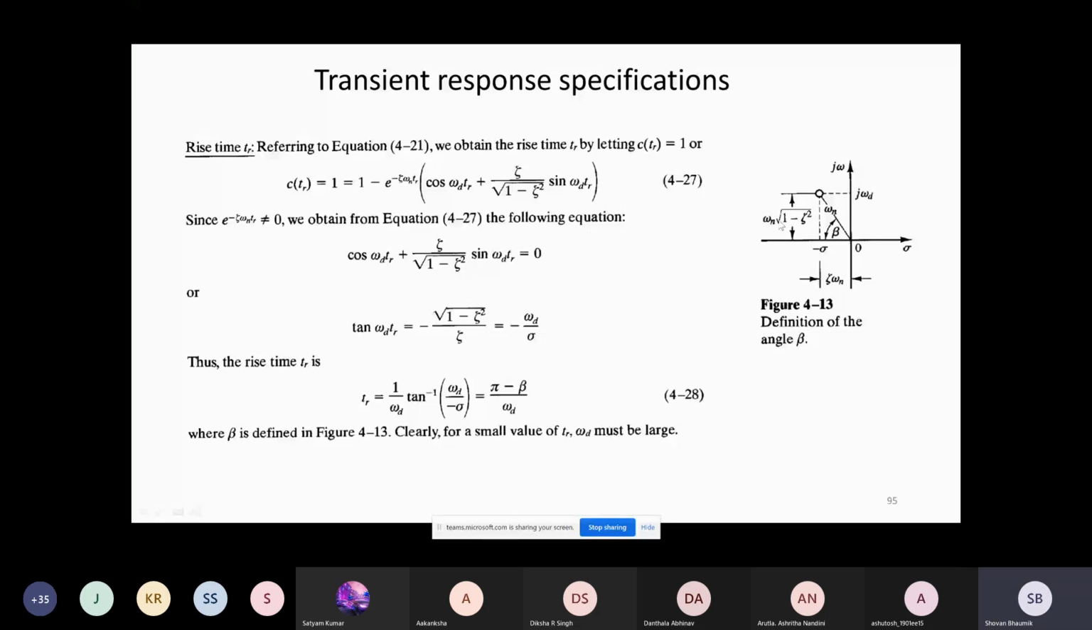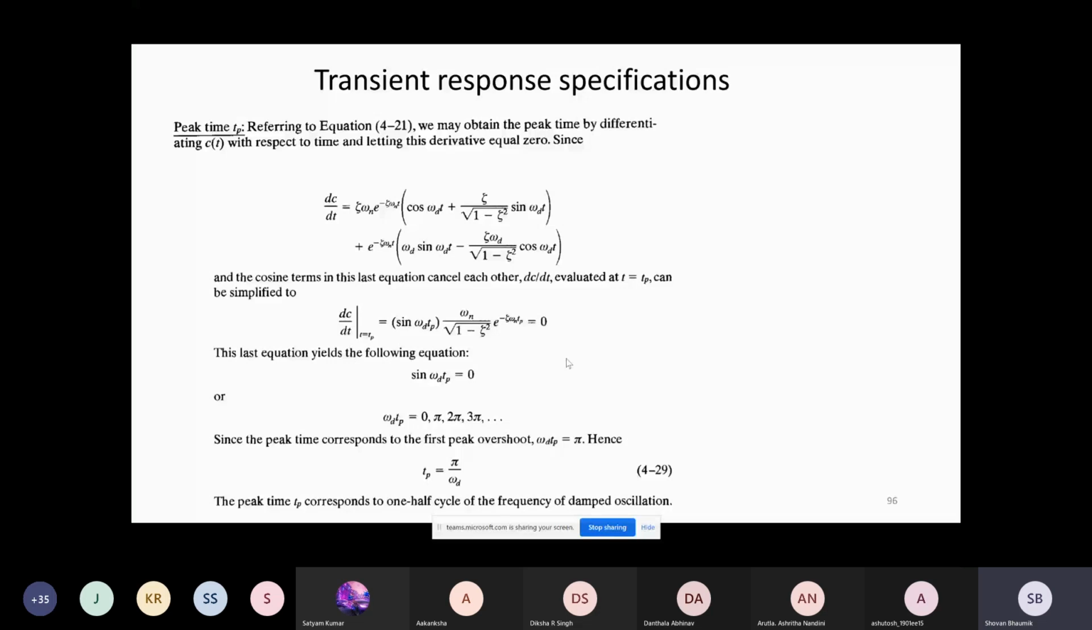Now let's come to the peak time. Peak time means where the first peak appears. That means it is the maximum value of the curve. So we need to determine the maximum. This becomes a maximization problem, so we can differentiate the curve.